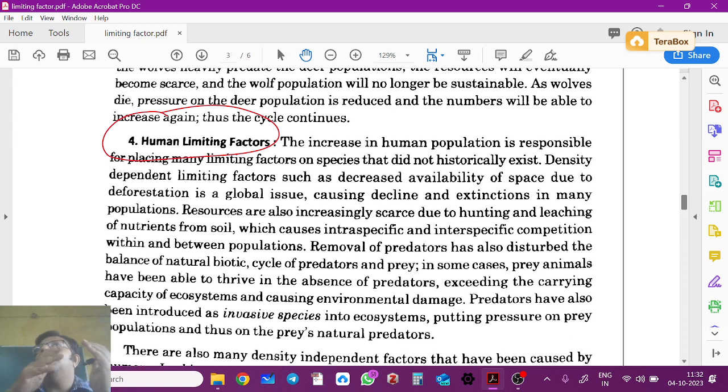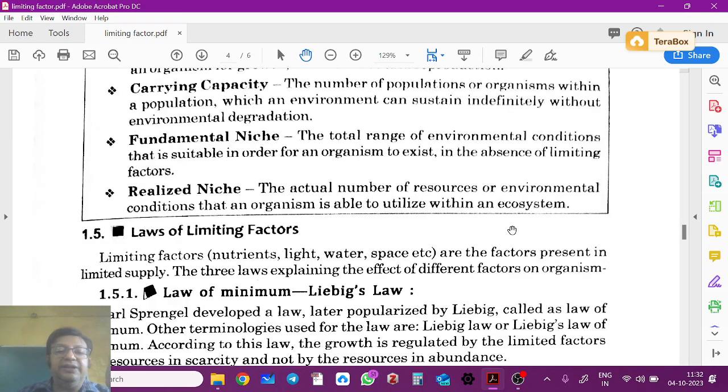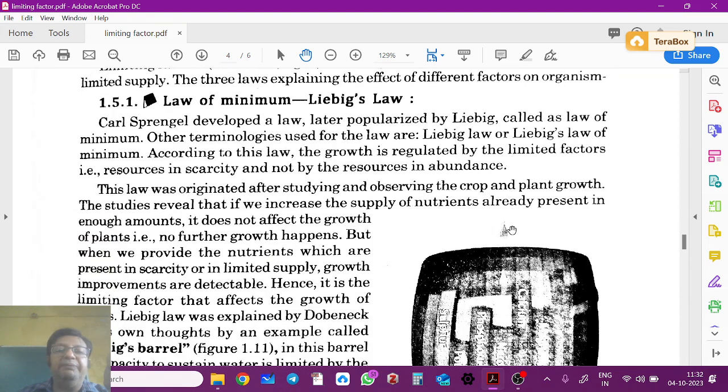Then you are cutting down forests. All the animals and plants and all these diseases were supposed to be away from human localizations. But now they have no place to go. They are coming into our cities. All different disease-bearing animals. And these viruses are mutating and affecting us. This is also a type of limiting factor. Now let us go to the next place, laws of limiting factor.